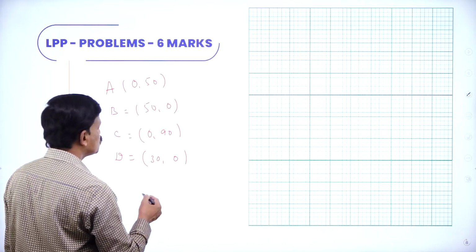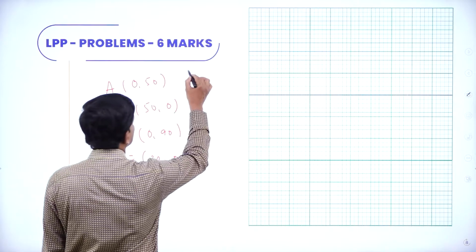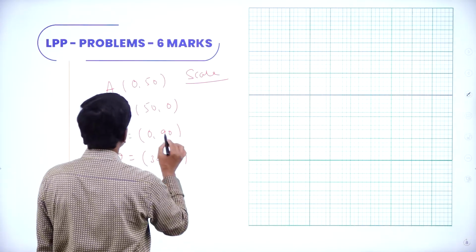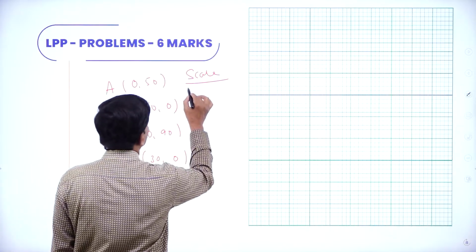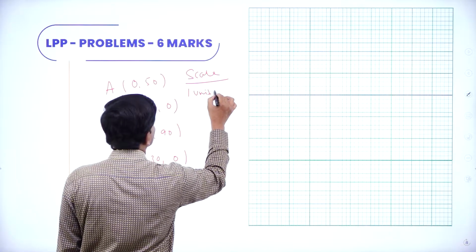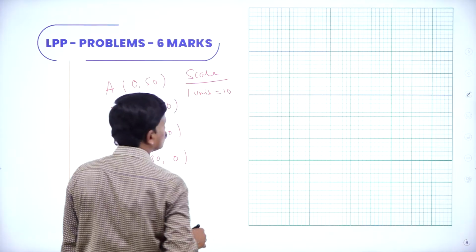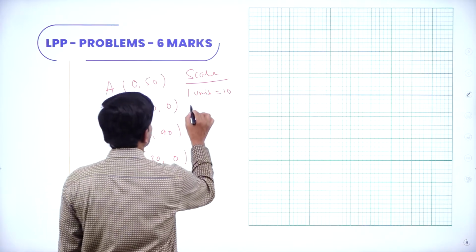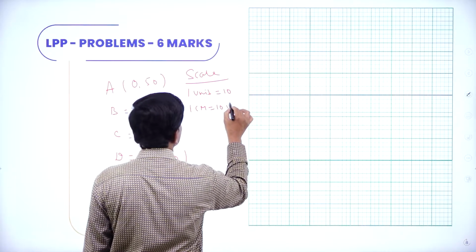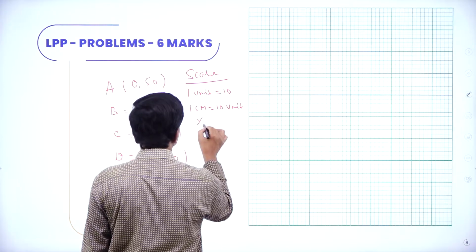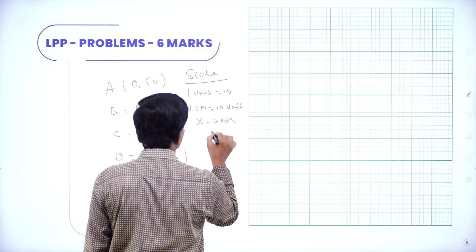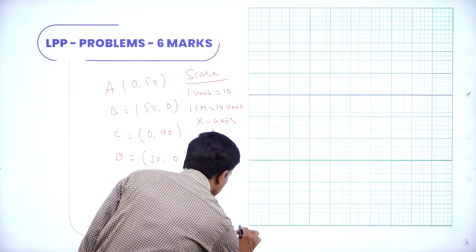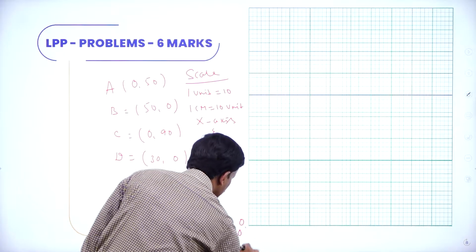Now let us consider a suitable scale. Here the maximum value is 90. 1 unit is equal to 10. That means 1 centimeter is equal to 10 units on the x-axis and y-axis. Okay. Let us represent the origin as (0, 0).